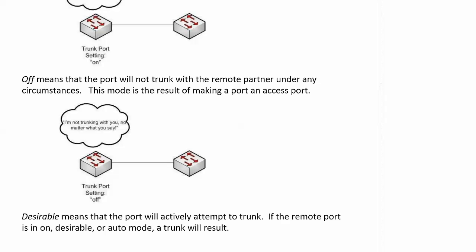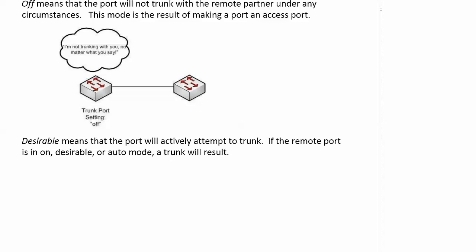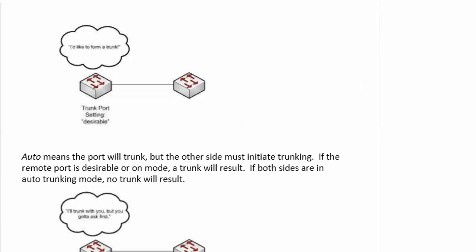Desirable means that the port is going to actively attempt to trunk. If the remote port is in on, desirable, or auto mode, a trunk is going to result. That's a good detail to know. So again, desirable just means the port is going to actively attempt to trunk. So if the remote port on the other end of the trunk is in on, desirable, or auto mode, you're going to get a trunk.